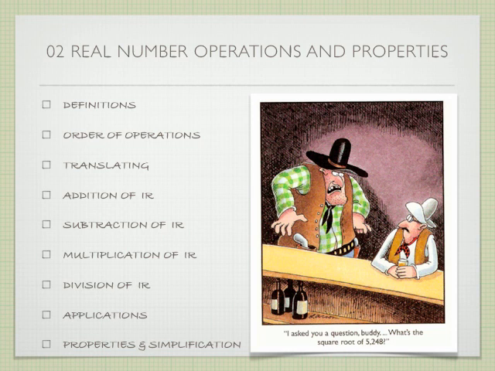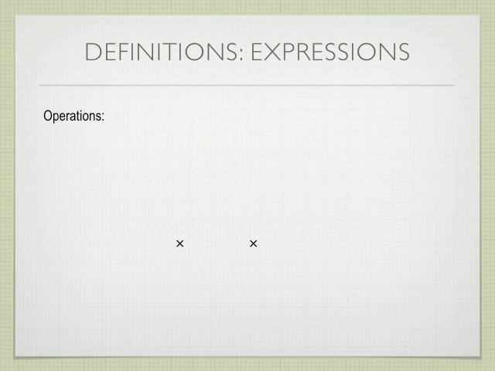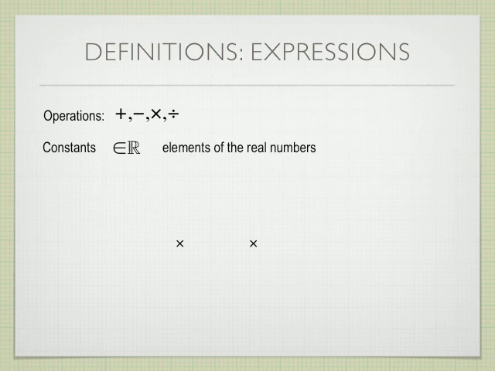Okay, so we will be doing just a quick introduction here with real numbers and just things that we're going to do with real numbers. So first of all, our operations are plus, minus, multiply, and divide. Those are the things that we do with the numbers we talked about last time. Constants are just elements of the real numbers. Remember what that notation means?